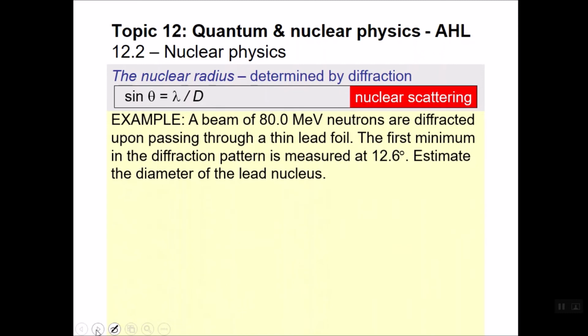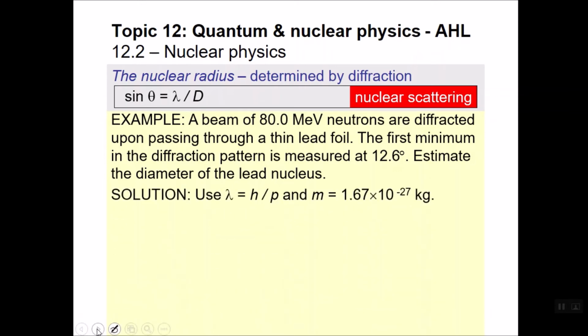Okay, so let's use this in a problem. We have a beam of 80 mega electron volt neutrons that are diffracted upon passing through thin lead foil. The first minimum of the diffraction pattern is measured at 12.6 degrees. And remember, this is in degrees, so watch out for the radians. That should be in radians. Estimate the diameter of the lead nucleus.